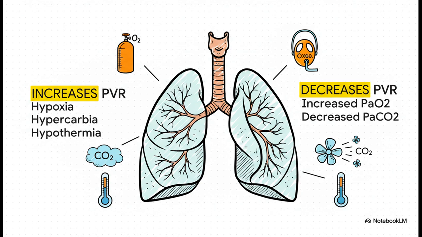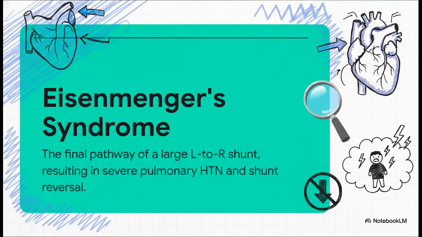Too little oxygen or too much CO2 will squeeze those lung vessels, while giving more oxygen and blowing off CO2 will open them up. Mastering this table is absolutely non-negotiable. Now, the most extreme example of all this is Eisenmenger's syndrome. This is the end stage.